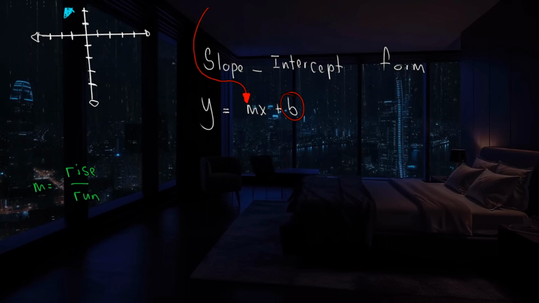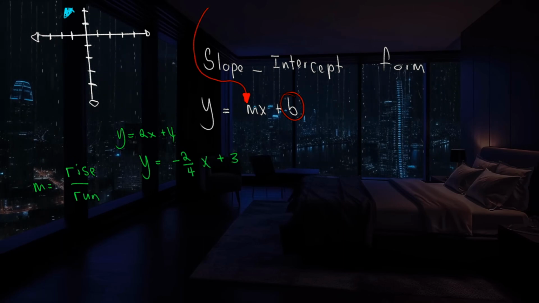So again, we can just say m is equal to the rise over run. Let's add some examples. y is equal to 2x plus 4. And y is equal to negative 2 over 4x plus 3. Okay, so let's see.